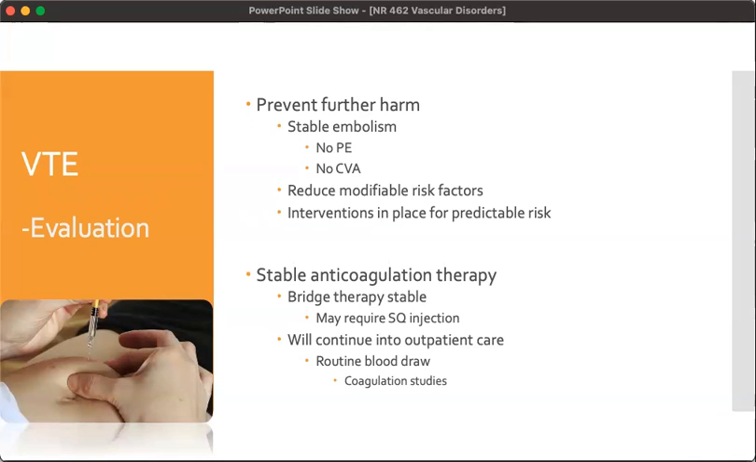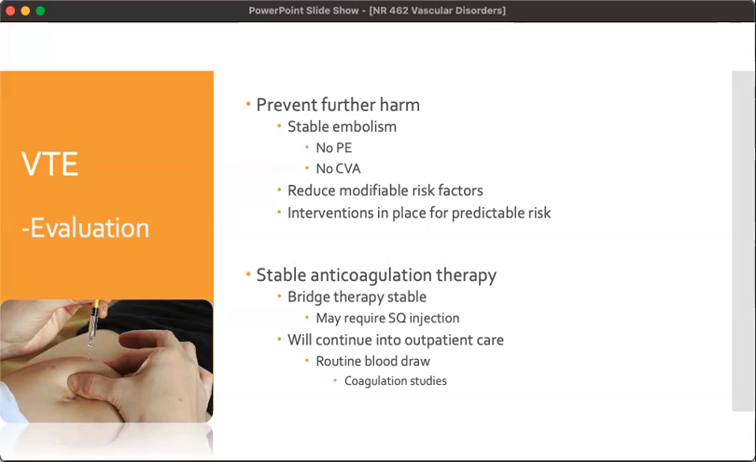So for evaluation, the main things we want to be assessing to know that we've done a good job for our patients: no further harm. So stable embolism, no PEs, no strokes, things like that. We also want to reduce the modifiable risk factors. So if they've had a stroke or if they've had a blood clot, they're at high risk for having another. So we want to really try to reduce their modifiable risk factors if possible.